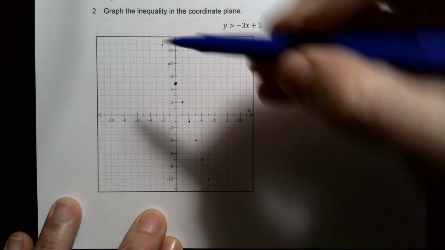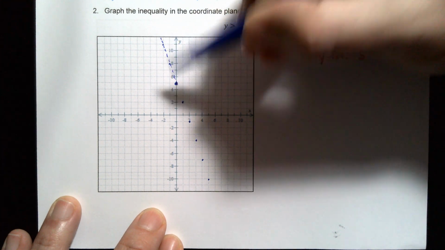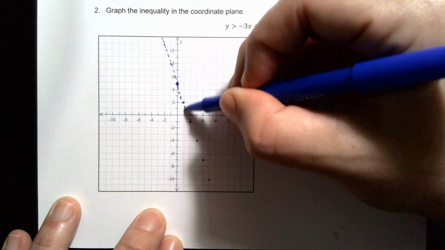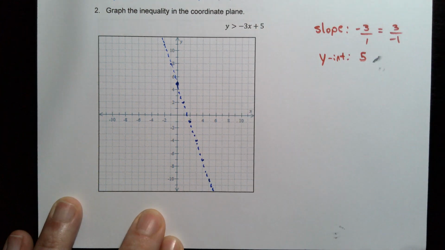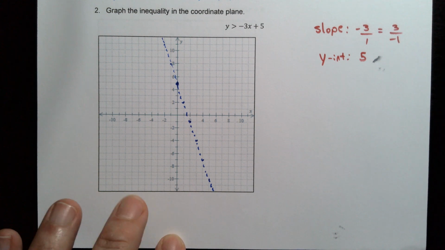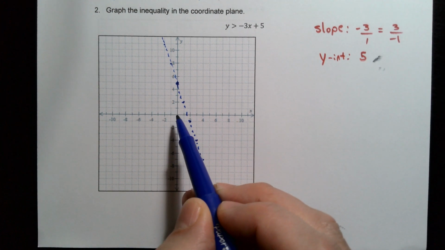There's no equal to, so this will be a dotted line. Let's see if I can keep that on track there. Dotted line, dotted line. There we go, okay? Now let's try a test point. 0, 0 is always the easiest one to try, okay? So let's see if 0, 0 is included in our solution set.